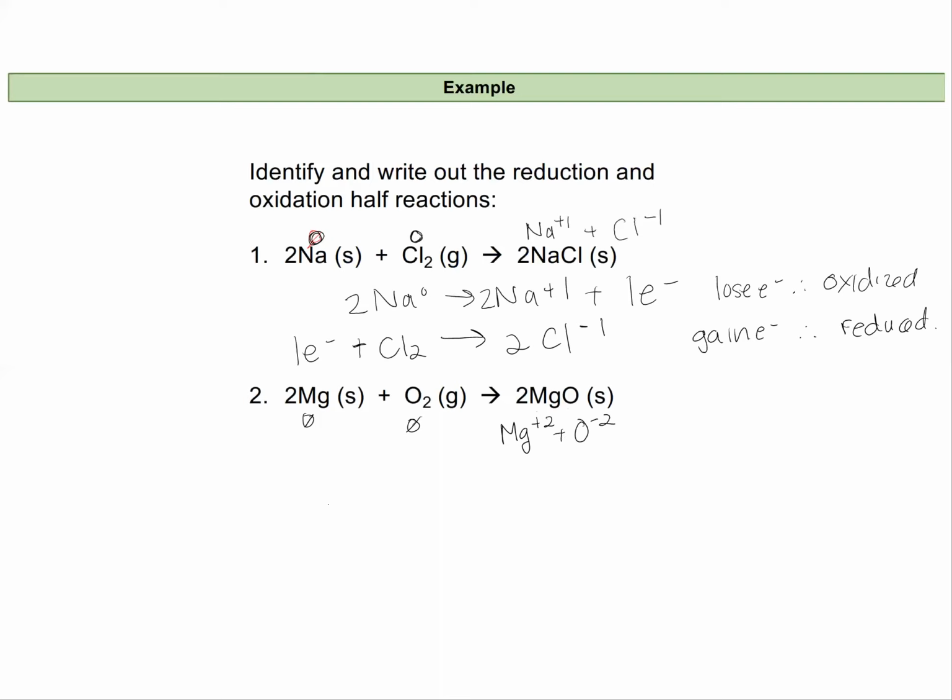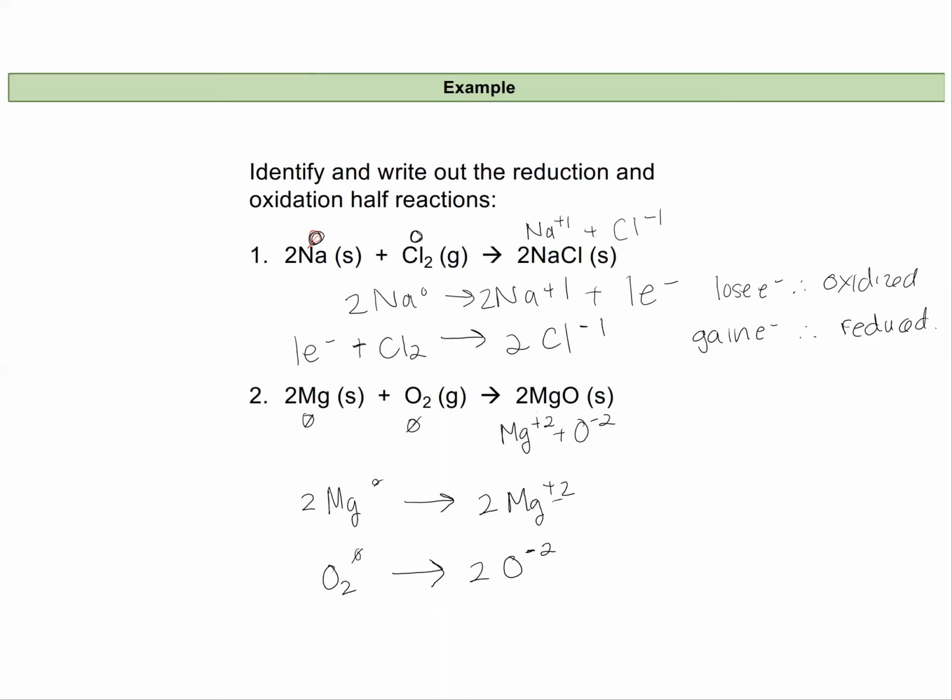So I can look at my magnesium. My 2 magnesium metals with 0 charge are becoming 2 magnesium +2 ions. And my oxygen, which was O2 gas, which is an element, so a charge of 0, is becoming 2 oxygens with a -2 charge.